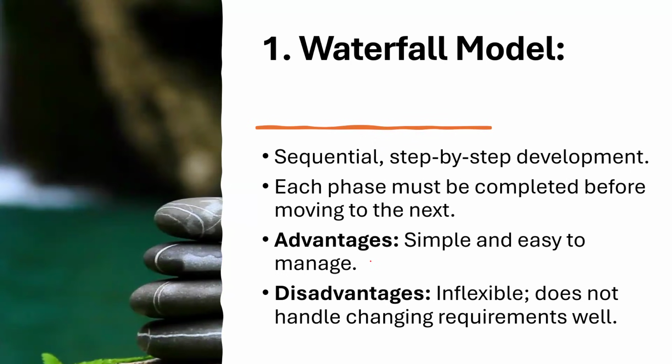Sequential step-by-step development is one of the key elements in the waterfall model. All right. So each phase must be completed before you move to the next. That is why it's called sequential step-by-step. You have to complete the first phase before you move to the next one. And the advantage is simple and easy to manage, because if there is a problem in the first phase, you must solve it before you go into the next phase. The disadvantage is that it's inflexible. All right. It does not handle changing requirements very well.